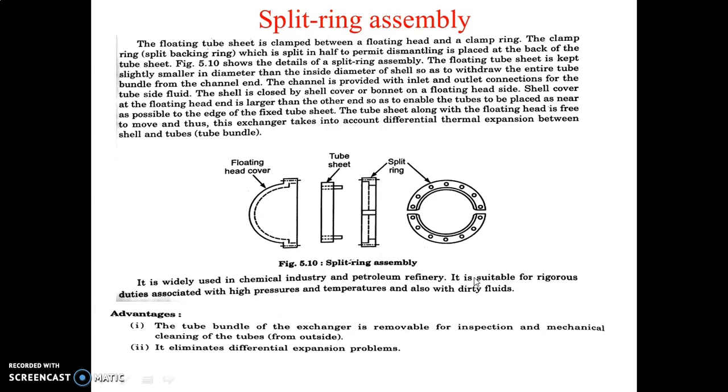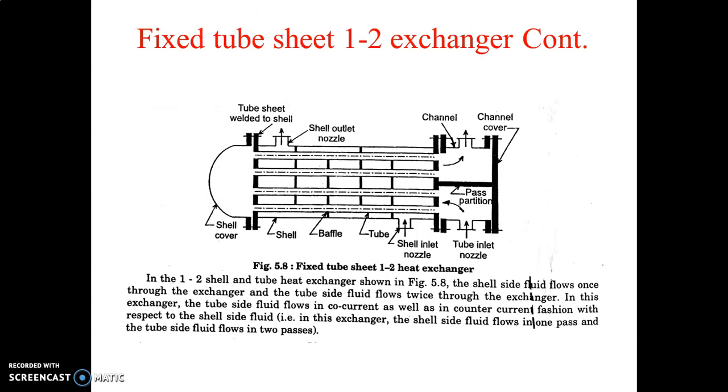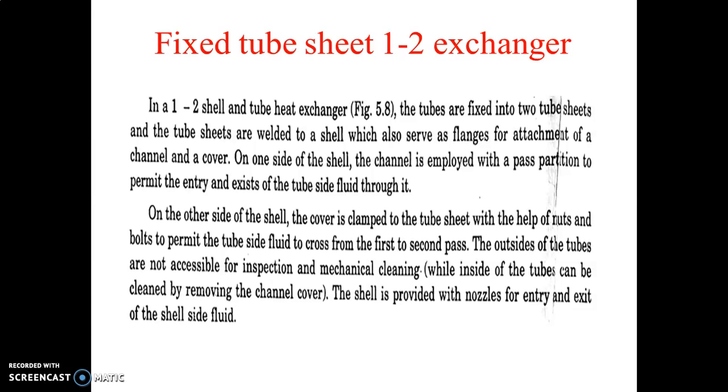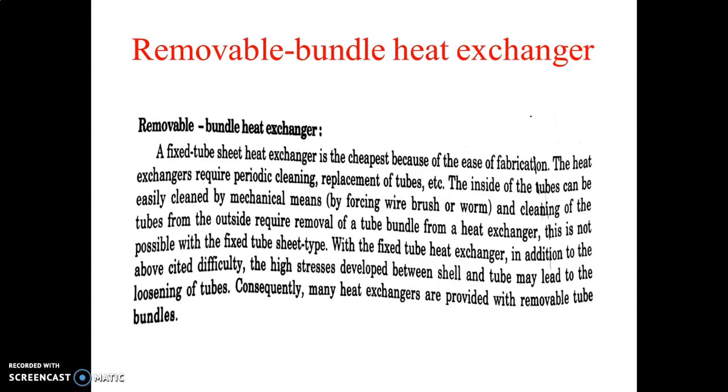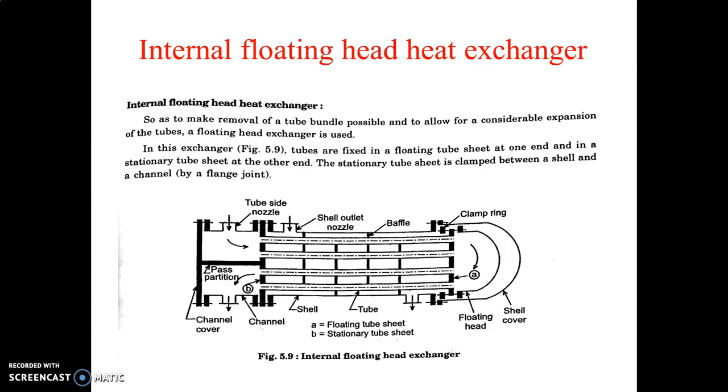So here I want to conclude today's lecture. In this lecture I discussed the construction of the fixed tube sheet 1-2 heat exchanger. Then we discussed the necessity of removing the tube bundle from the heat exchanger. And then I discussed the construction and working of the internal floating head heat exchanger. The remaining part we will discuss in the next lecture.